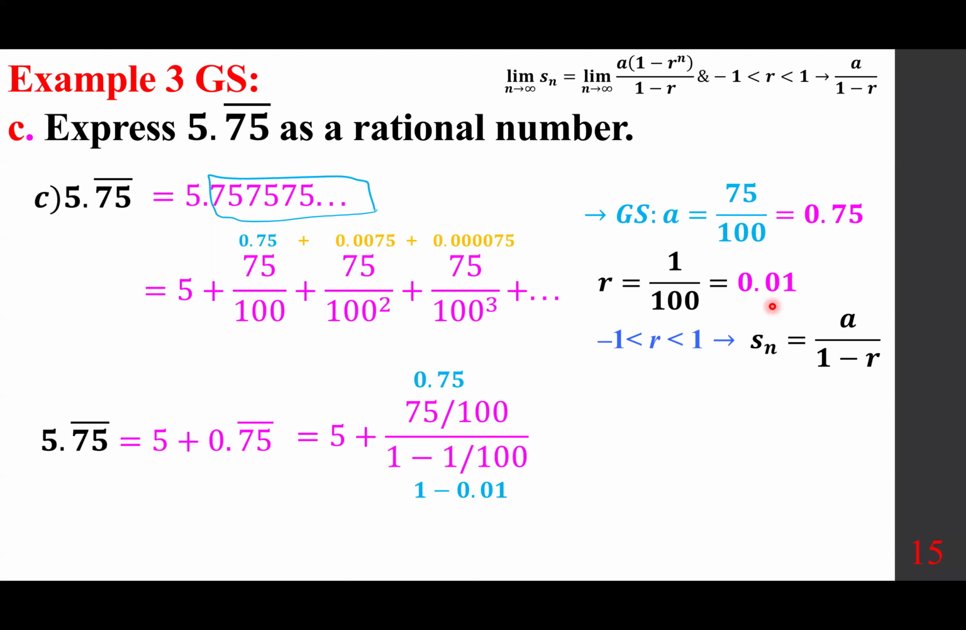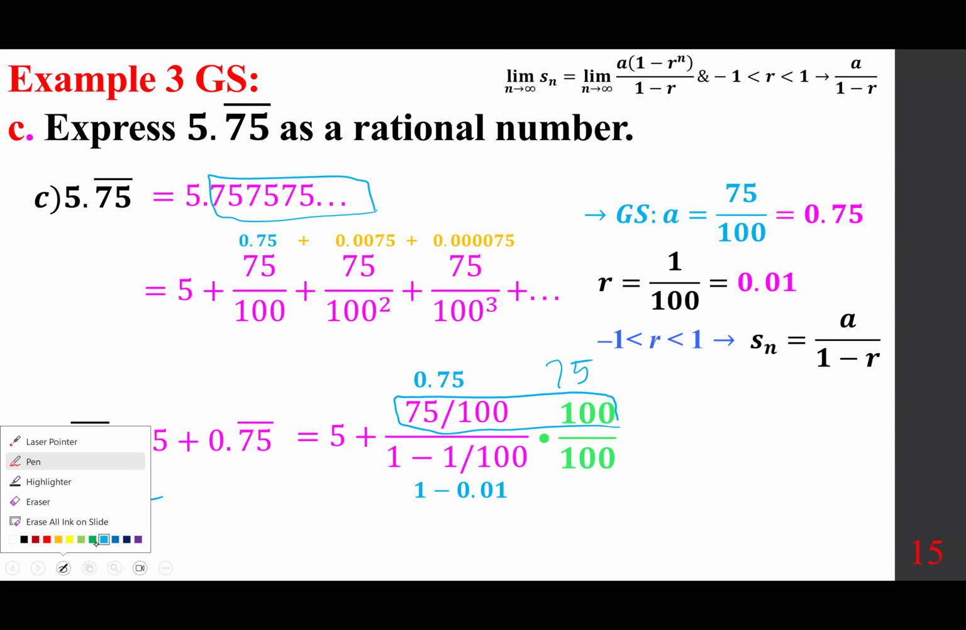Now, again, let me just write the decimal format down here somewhere. The decimal format is 0.75 over 1 minus 0.01. But for the fractional format, we multiply the top and the bottom by 100 because it's a complex fraction. This will give us 75.